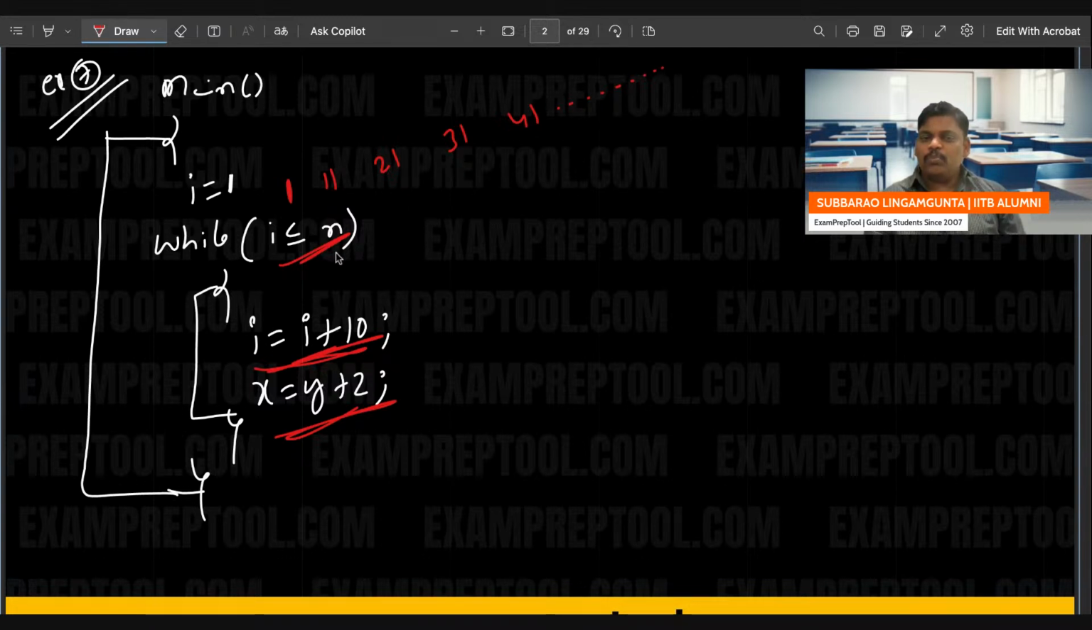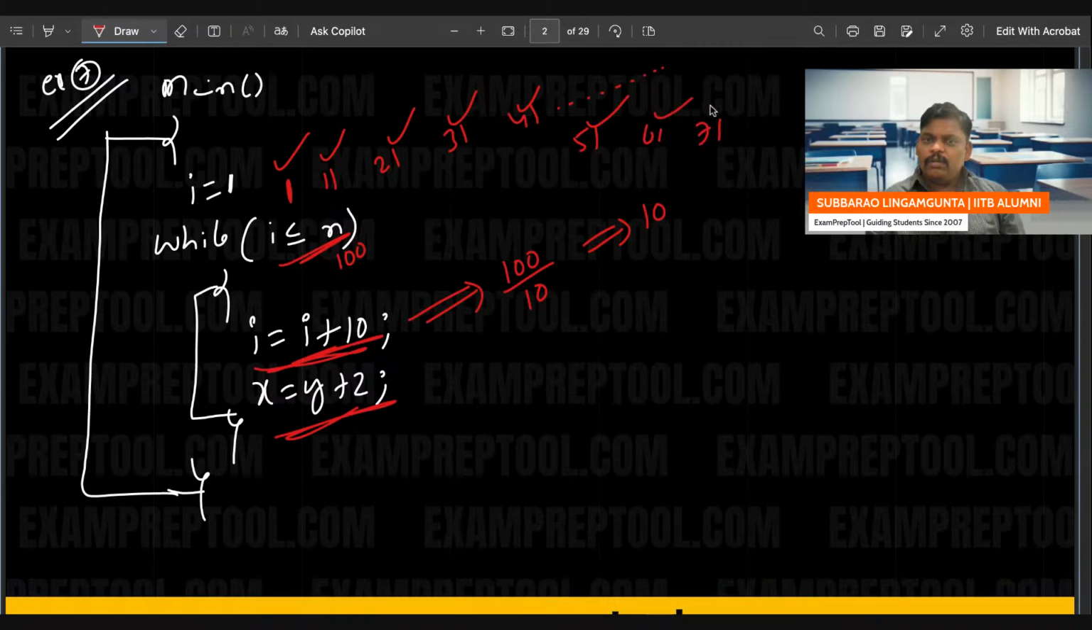This loop is repeating. Suppose n value is 100. This loop is repeating approximately 100 by 10, which is 10 times. You may ask how 10 times. The first one will execute, then 11, 21, 31, 41, 51, 61, 71, 81, 91. Check: 1, 2, 3, 4, 5, 6, 7, 8, 9, 10, 10 times. Afterwards 101, condition fails, stop it.